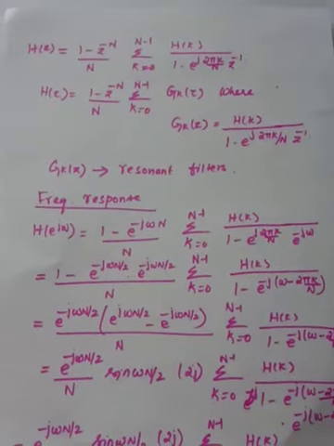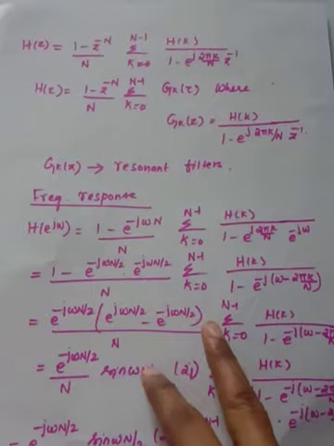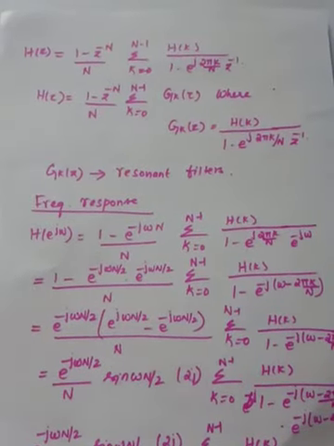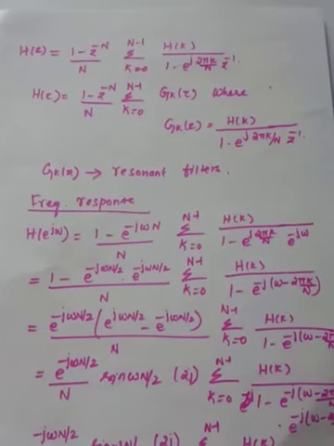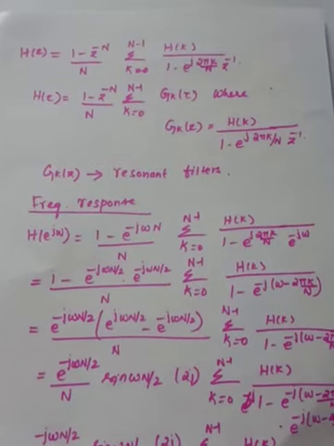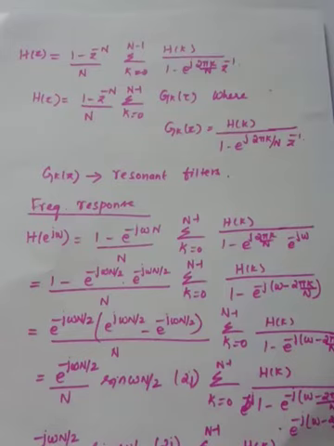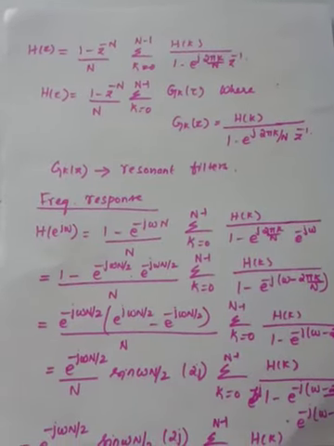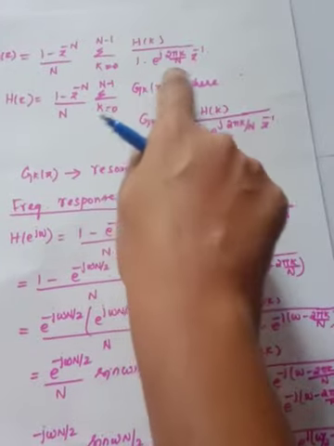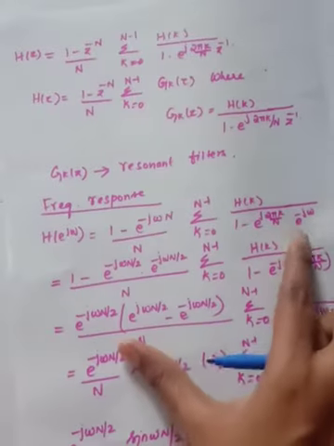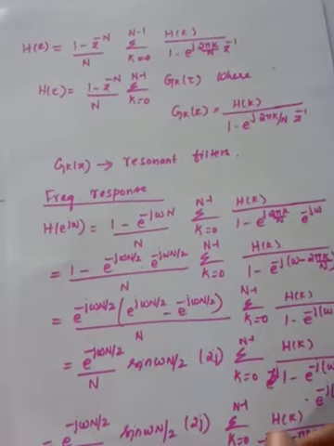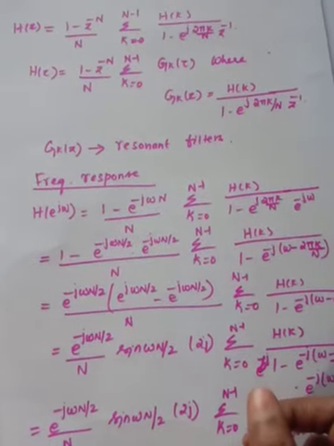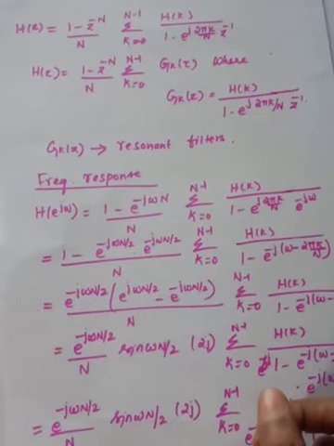So after simplifying the previous one, what I am getting is H of z equals (1 minus z power minus N) divided by N, summation k equal to 0 to N minus 1, H of k over (1 minus e power j 2 pi k by N, z power minus 1). So the next procedure is, I am going to substitute an equivalent value for this, that is G k of z, where G k of z is equal to H of k divided by (1 minus e power j 2 pi k by N z power minus 1).